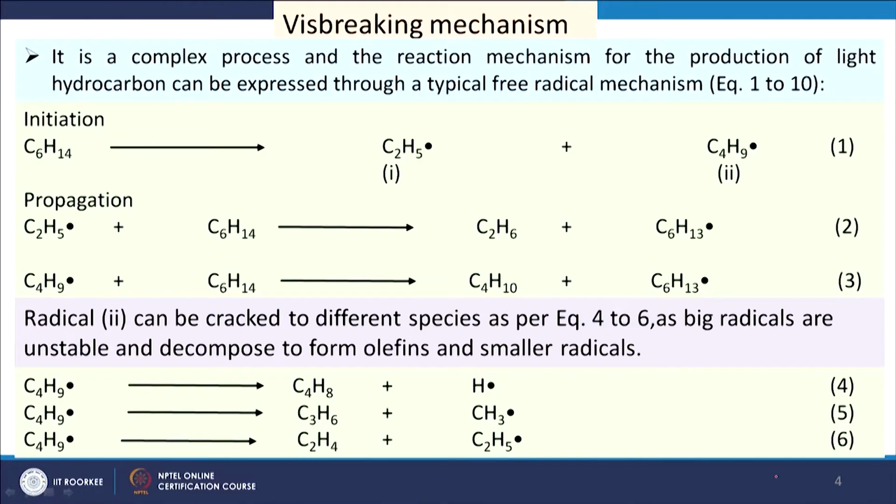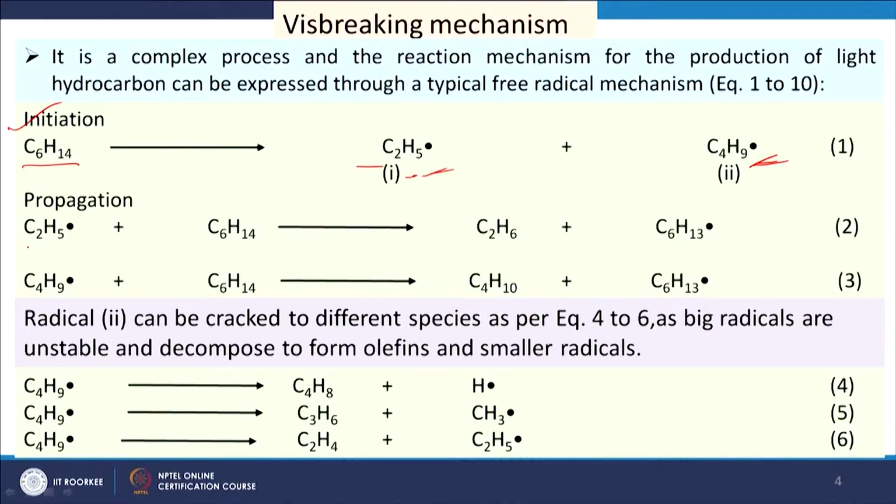For example, we have one initiation step, say C6H14. That will produce C2H5 dot and C4H9 dot. So, these 2 free radicals are produced. One is of lower molecular weight, another is of higher molecular weight with respect to this one. Now, this is the initiation step. Then these free radicals will propagate and more free radicals we will get, and then ultimately those will combine and it will be terminated.